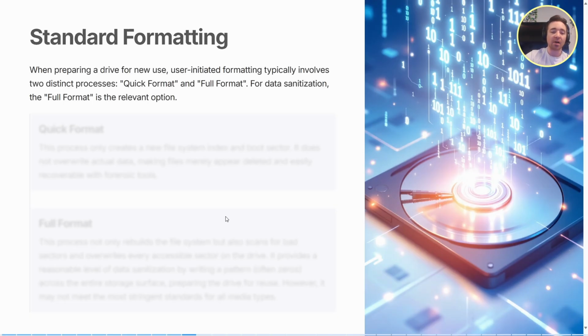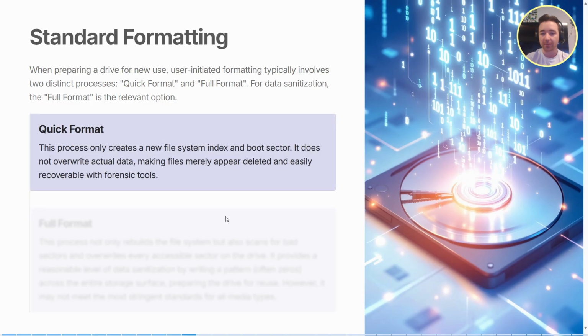So when you're preparing a drive for new use, your user-initiated formatting typically involves two processes within standard formatting. So you've got standard, and it's separated into two different categories. A standard format can either be a quick format. Now, this process is simply creating a new file system index and a new boot sector. It does not overwrite any actual data. So in other words, with a quick format, anyone can, with any amount of serious effort, access any data that you had on there before. So a quick format is not a secure method of formatting your data at all.